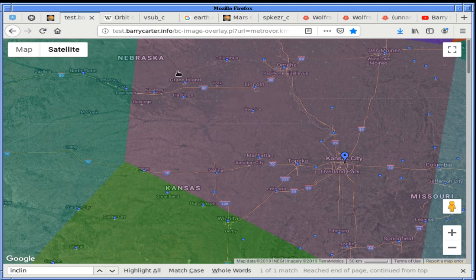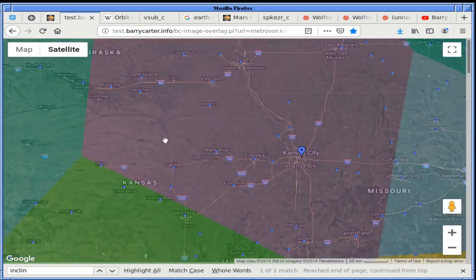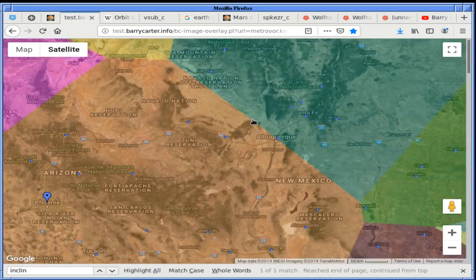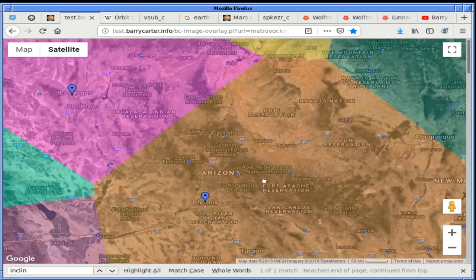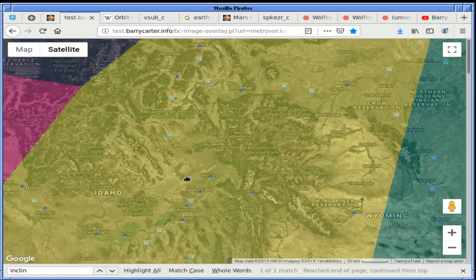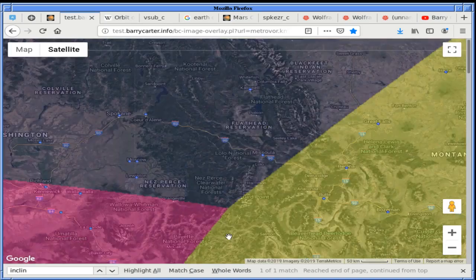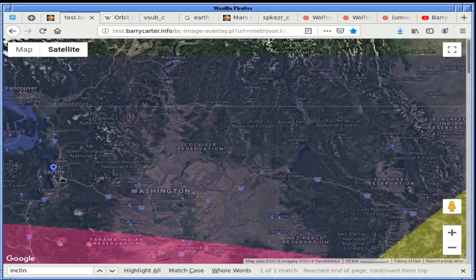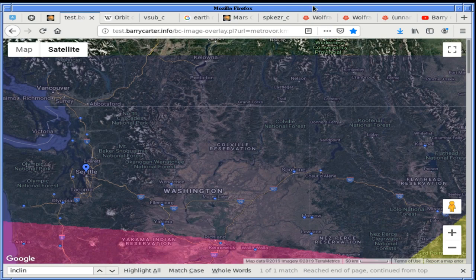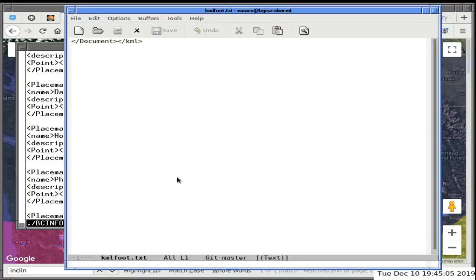So if you were to add up all these cities, you could figure out what the new population of the city now known as Kansas City would be. Oh, come on, find one without the word city in it. Phoenix, my good friend Phoenix here, and all that. So this is again just a KML diagram with an overlay. Not very exciting. But it does show that it's not that hard to create KML diagrams. So Seattle, Tacoma, Bellevue, three cities there. So anyway, that's how we create a KML document.